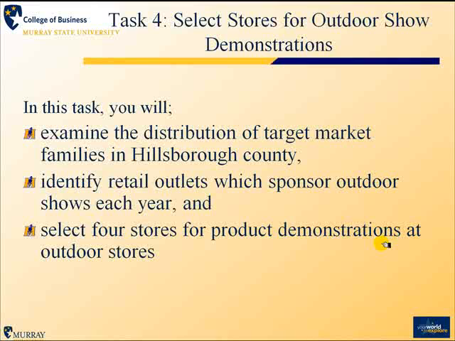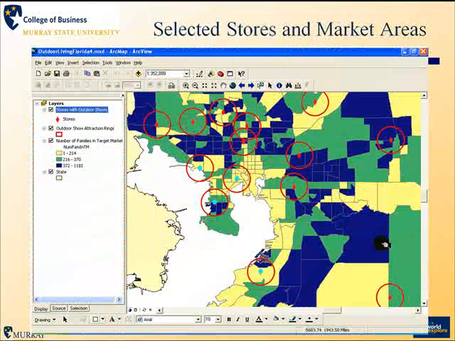Then in task 4, we focus on the outdoor show portion of our promotional effort. We're going to specifically look at the Tampa area in Hillsborough County, and here we need to identify retail outlets which typically sponsor outdoor shows, and we're going to be able to support our product in 4 of those shows. So what we want to do is identify 4 shows, each of which serves a portion of the population or an area in Hillsborough County that has a significant number of target market families in the vicinity.